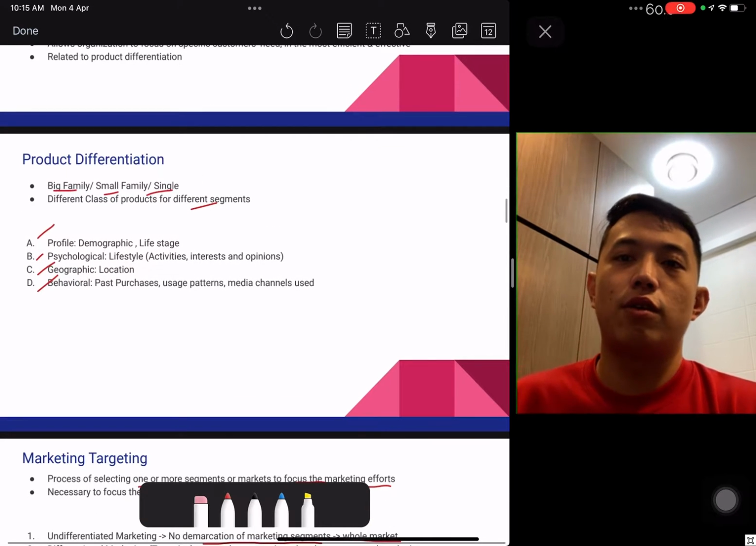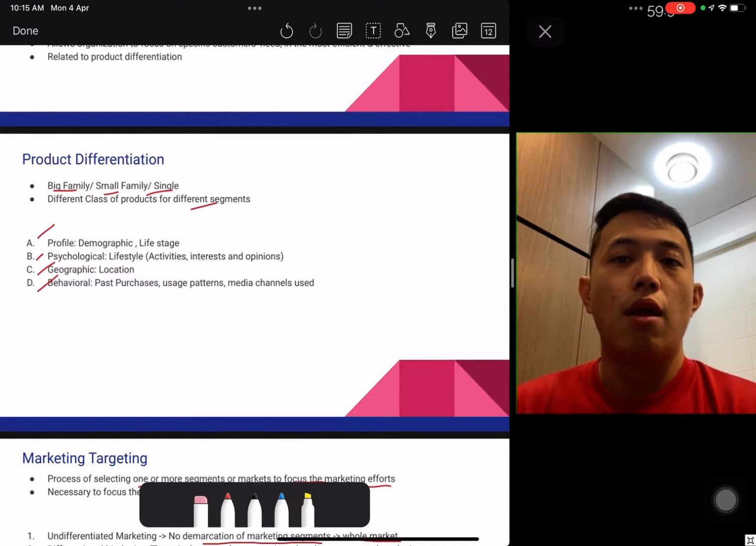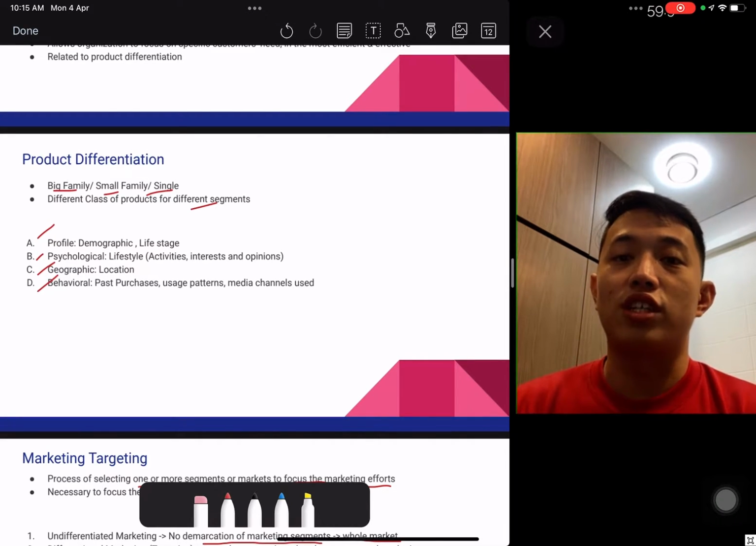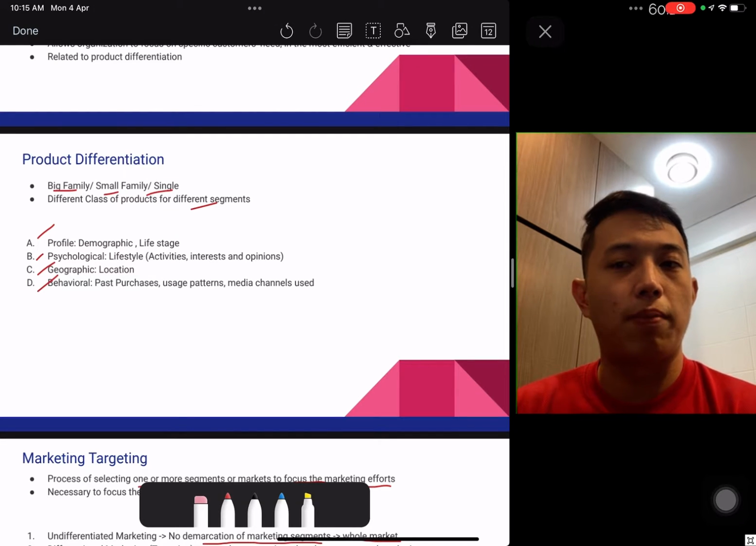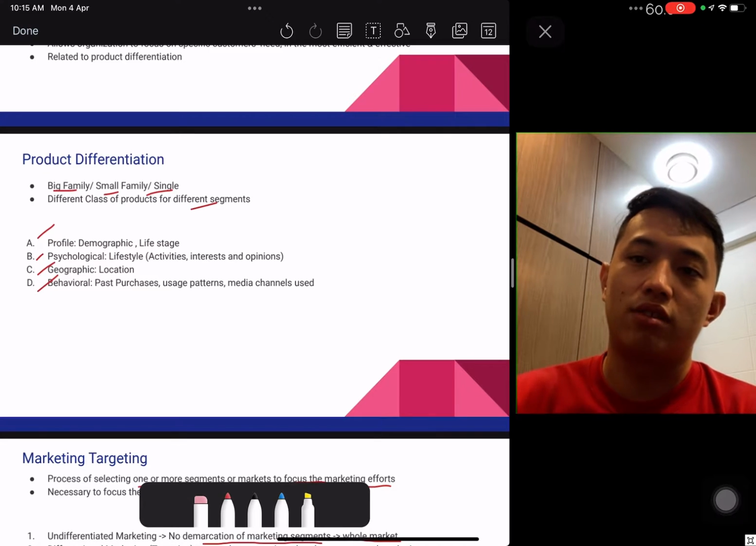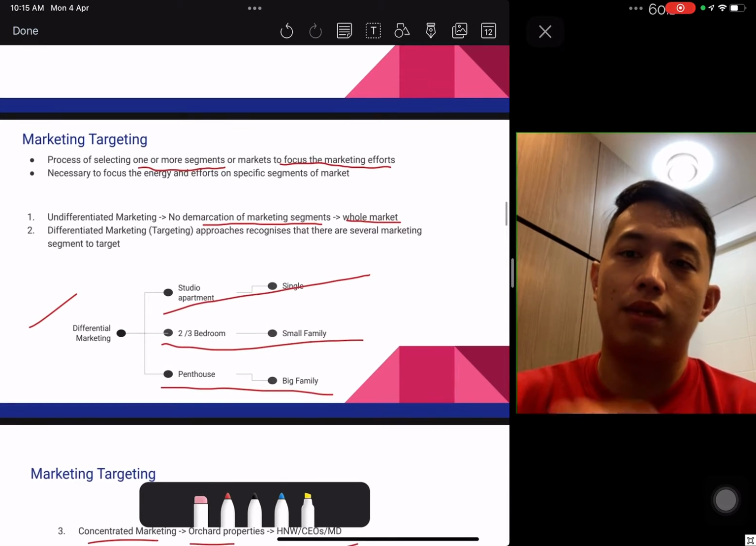Product differences. So there are differences in products, such as for different kinds of families. To take note, the factors of concern are profile, demographic and life stages, psychographic, what kind of lifestyle they like, geographic, which location they like, and behavior, what kind of things they buy, what they like to use, and what kind of channels can be used. This part, product differentiation, I will go back to a little later, slightly below.